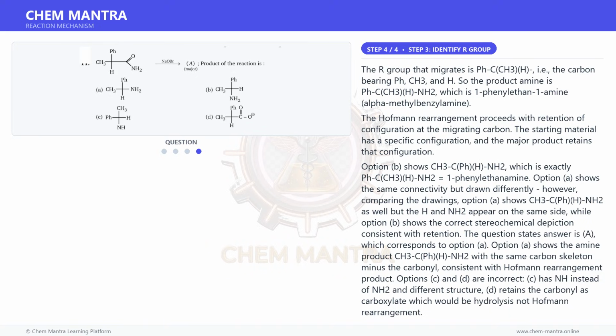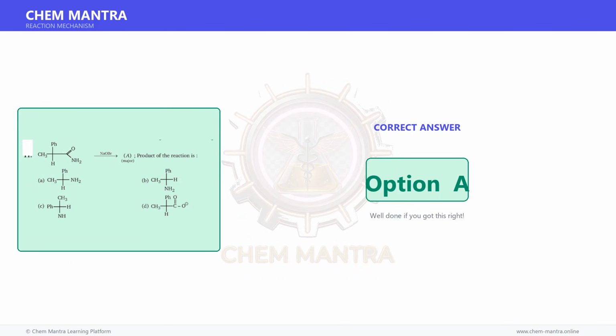The Hofmann rearrangement of PhCH(CH3)-CONH2 gives PhCH(CH3)NH2 as the major product. Therefore, the correct answer is option A.